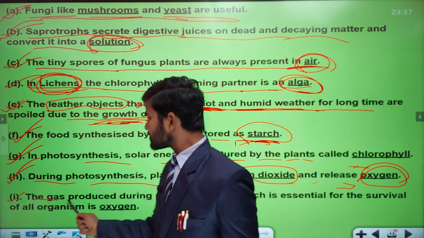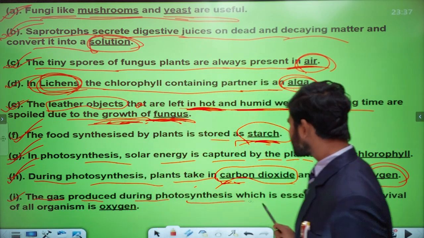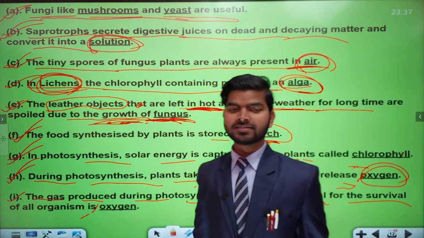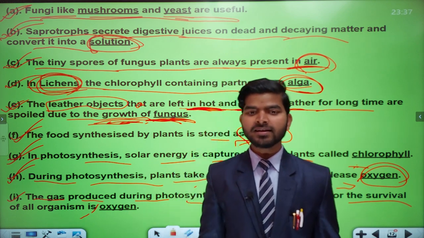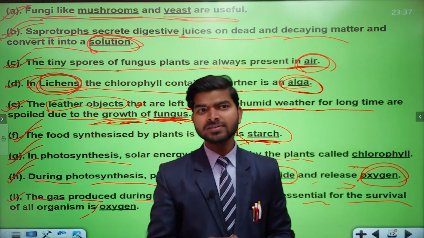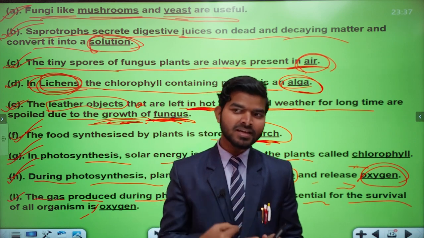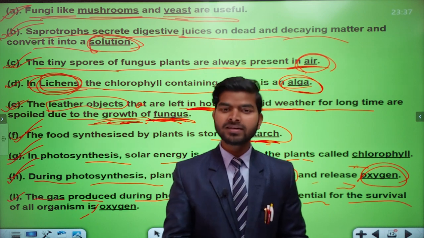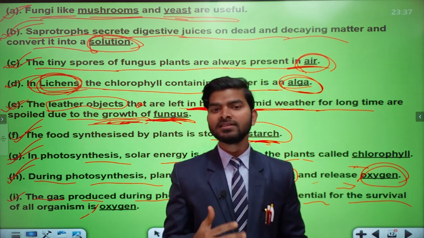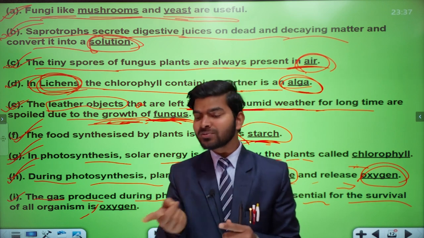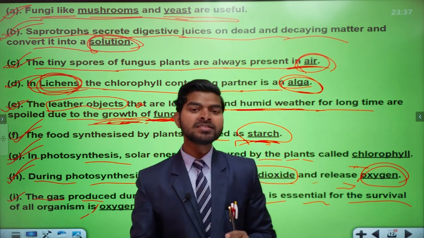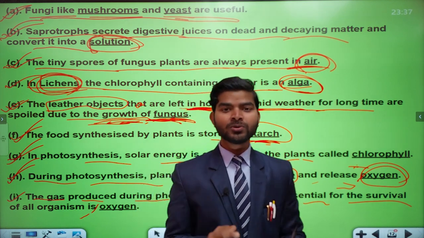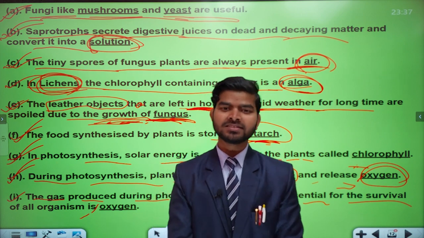The question is asking that the gas produced during photosynthesis, which is essential for the survival of organisms, is. You have knowledge about photosynthesis. During photosynthesis, sorry, carbon dioxide is going to be taken by the plants. But as a product of this photosynthesis, oxygen is going to be released, and this oxygen is useful for us. I have taught you the importance of photosynthesis. So, do you have ideas? What is the importance of photosynthesis?